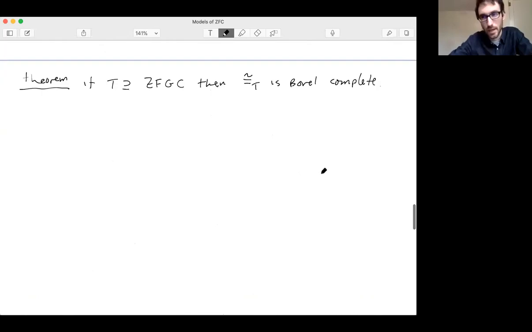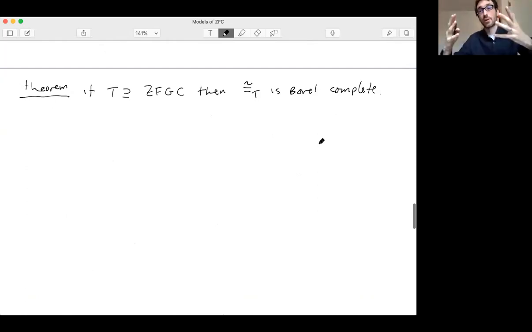Right. The way the GC is going to be used is that you want to generate a model. So you need to have Skolem terms, so you need to pick a witness for an existential formula.